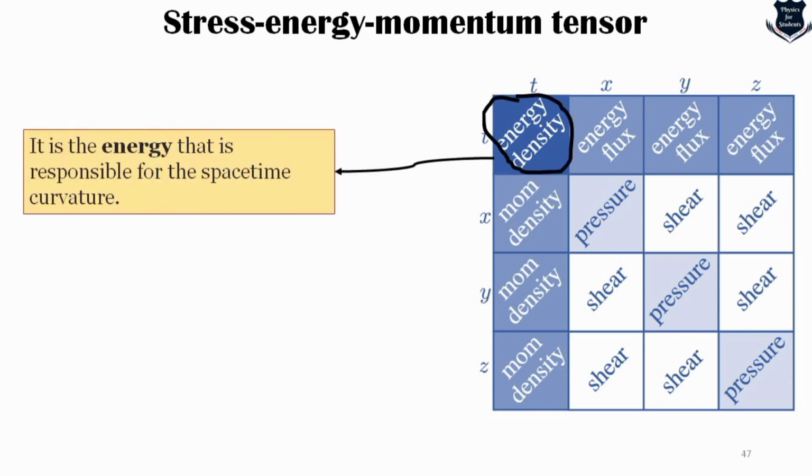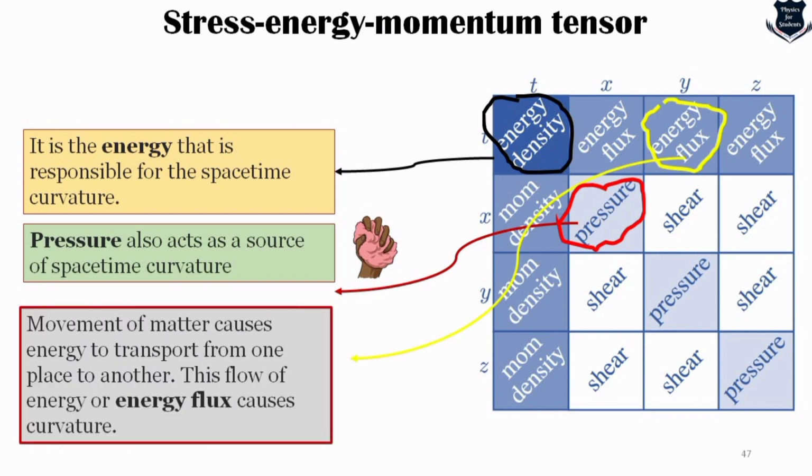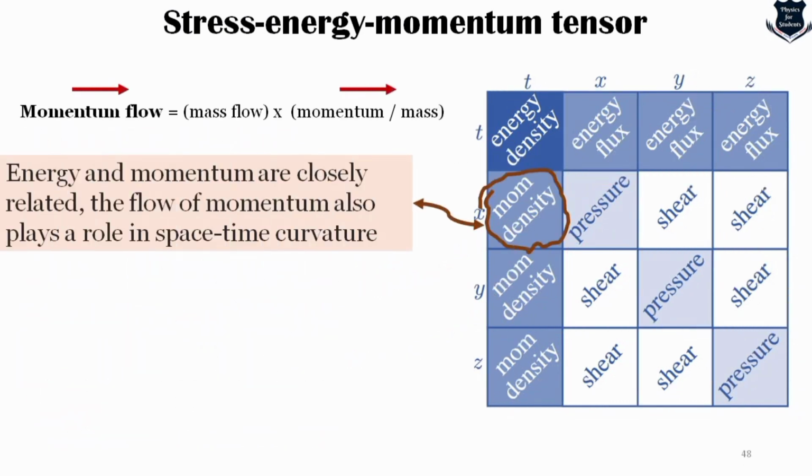So first we deal with energy density, which is responsible for the space-time curvature. Why? Because the place where energy is dense causes a curvature. Pressure, I have just shown an icon compressing something. It also acts as a curvature of space-time, and because pressure is movement of matter, it is a kind of flux, right? Open the window and the sunlight streaming in, there is a flux. So this flow of energy, flux, causes curvature. Momentum flow, energy and momentum are closely related.